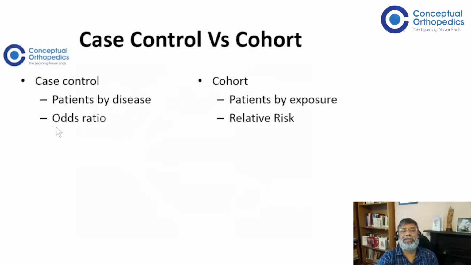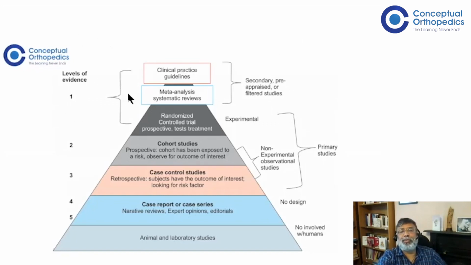And just one more point, which again I've discussed in my video about evidence: in case control, you want to know the odds ratio of developing the disease by that risk factor. In a cohort study, because you start with exposure, you calculate the relative risk of that exposure. So if somebody asks what statistical values you take in the two, in cohort you calculate relative risk, in case control you calculate the odds ratio. It will be clear if you go through the video again on Conceptual Orthopedics. In terms of where it fits, meta-analysis, systematic review and randomized control are at the top of the pyramid, whereas cohort studies are next, then case control, and case report and case series come much lower down in your pyramid.